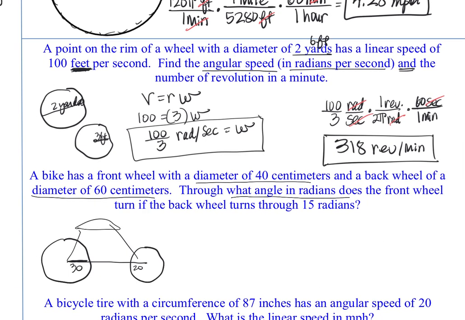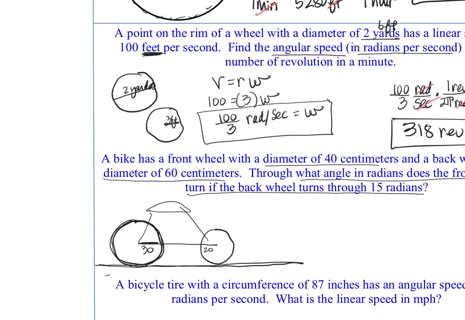What angle in radians does the front wheel turn if the back wheel turns through 15 radians? All right, so we know this back wheel is going 15 radians around. It's weird that it doesn't have a pi with it, but that's okay. I want you to think about this. This is a bike on a road. So what is the same here? Would it be the same linear velocity or same angular velocity? It would be the same linear velocity.